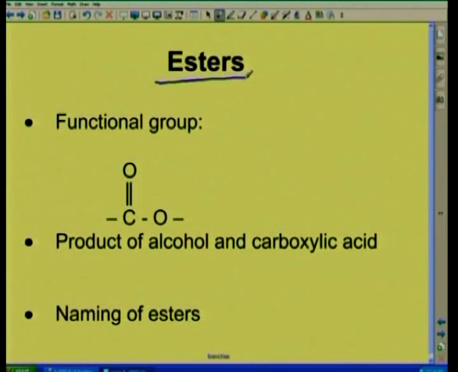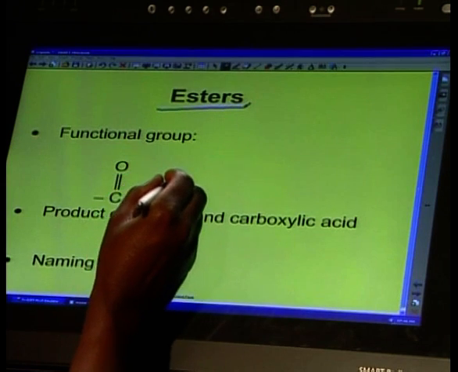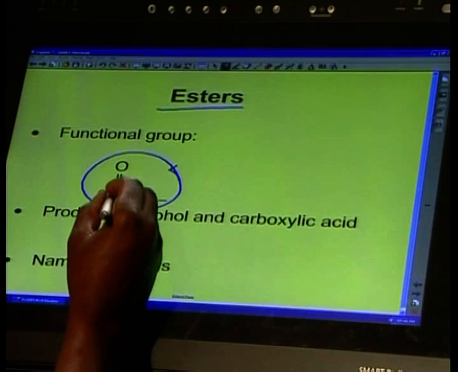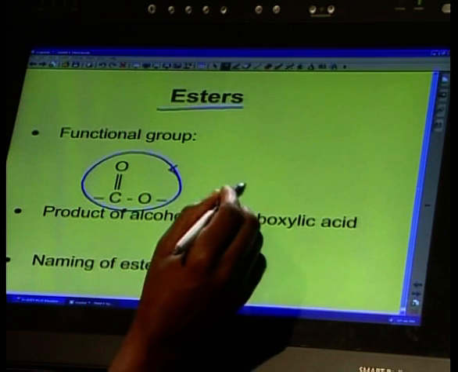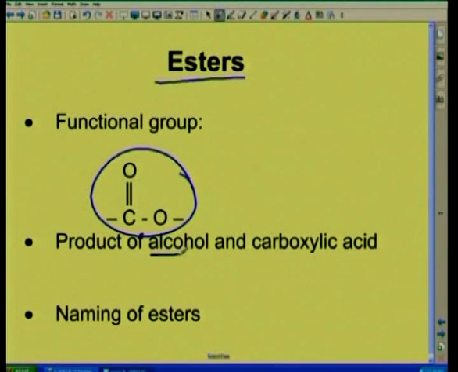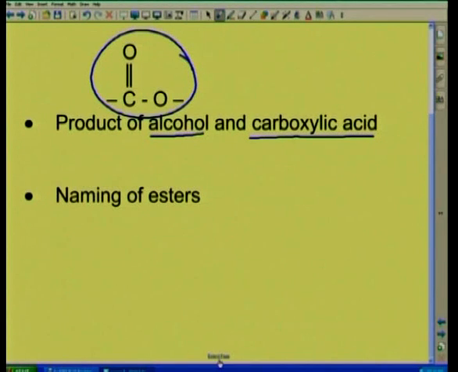And now, lastly, let's talk about esters quickly. Remember the functional group of esters: it's a carbonyl bonded to oxygen and then bonded to something else. They are the product of an alcohol and a carboxylic acid, so if you add these two together, you get esters. How do we name esters? The suffix, the end part of your name, becomes this: -oate.